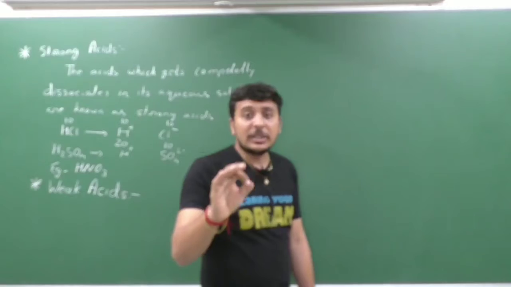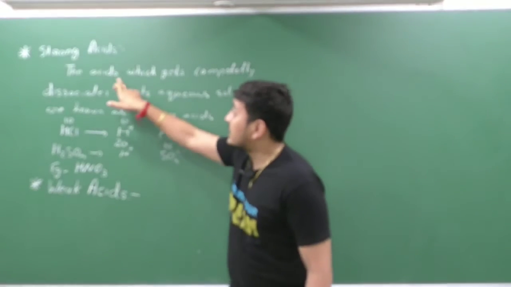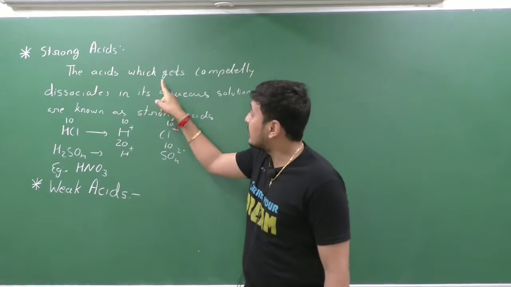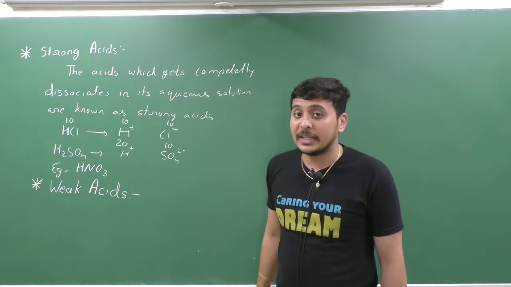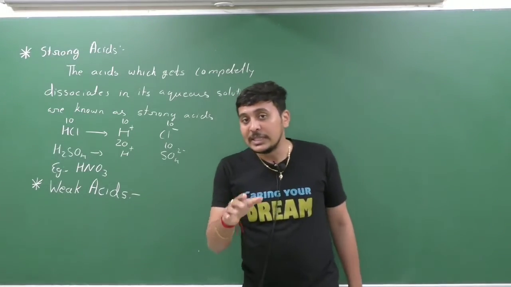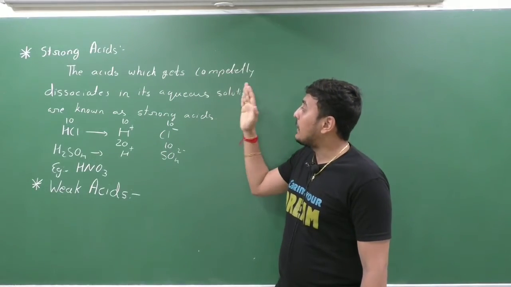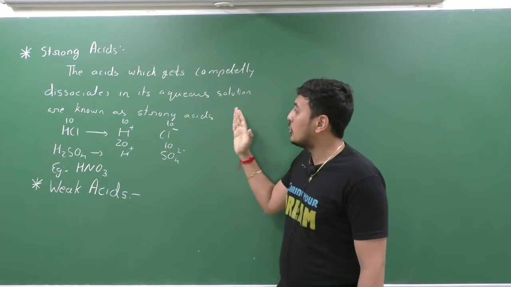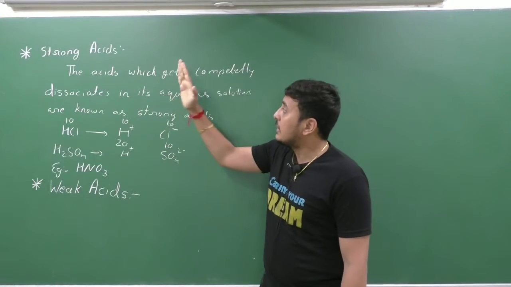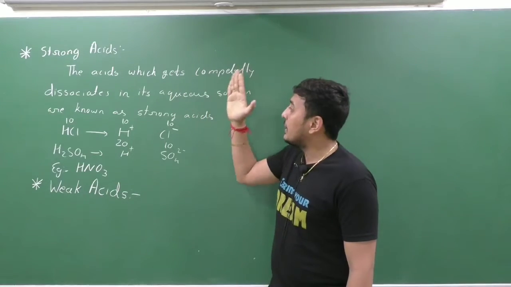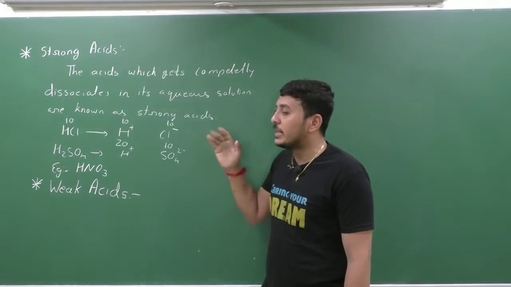What is the change in the definition? The acids which get completely dissociate are known as strong acids. The acids which do not get completely dissociate in its aqueous solution are known as weak acids. Again I am repeating slowly, just write it down. The acids which do not get completely dissociate in its aqueous solution are known as weak acids.